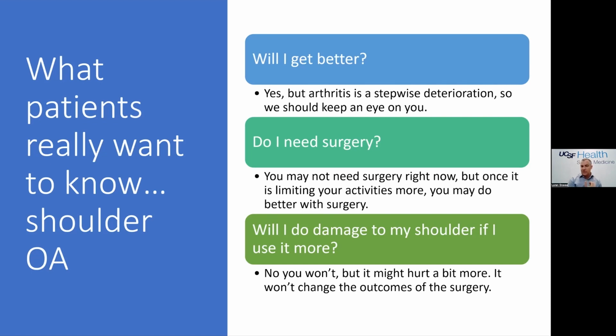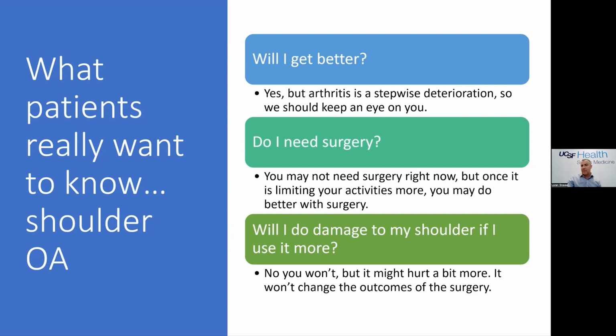Will you eventually need surgery? Yeah, if you have a lifetime horizon of 10 to 15 to 20 years, you're probably going to need surgery. But there is no rush. You're not going to make the arthritis worse by using your shoulder any more than time will, and it's not going to really change your outcomes.